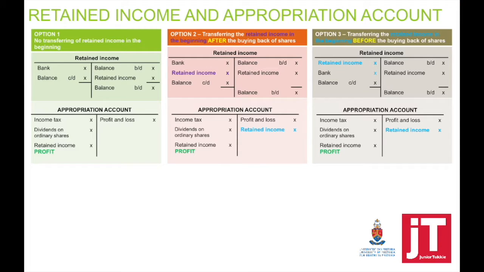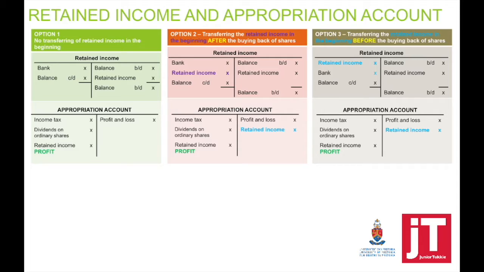But before we start with the activity, there is one very important point that I need to show you. If I look at the retained income and the appropriation account, there are different options in how the closing transfers can happen. The first option: no transferring of the retained income in the beginning to the appropriation account. And you will see in this activity, this is the similar option that we use.